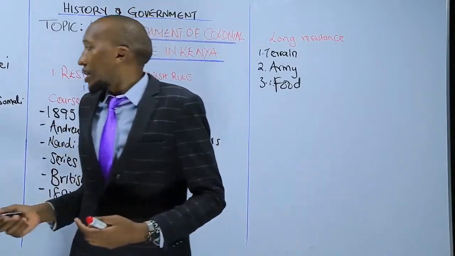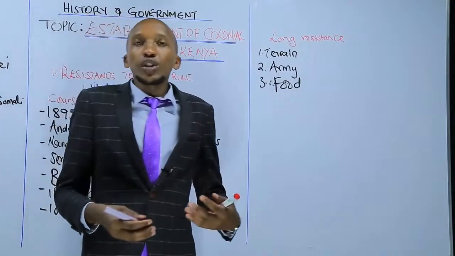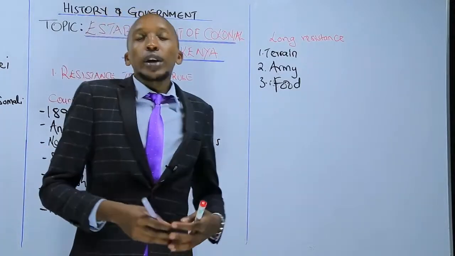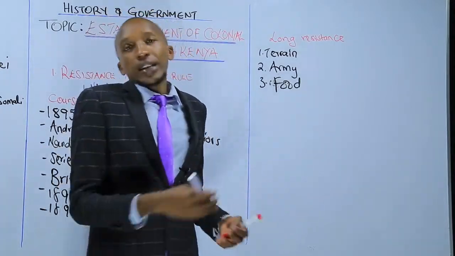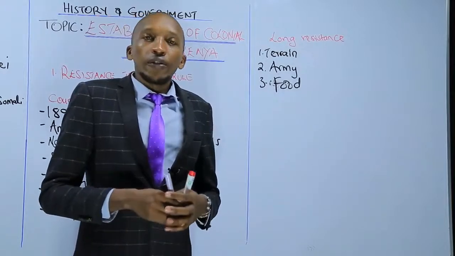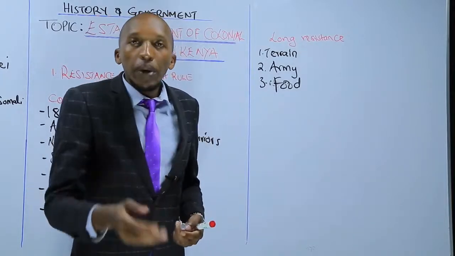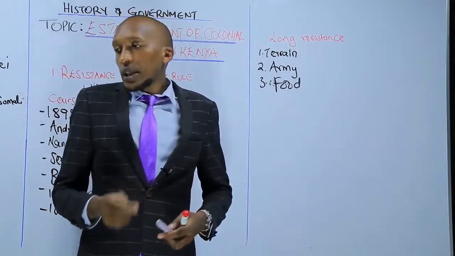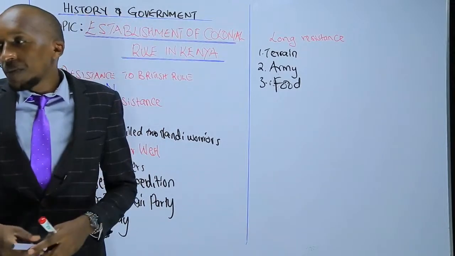Though with the British coming to attack them, at some point they used the scorched earth policy, where they could burn down and destroy the Nandi food. They had surplus food because they were livestock keepers. So that enabled them to continue fighting.